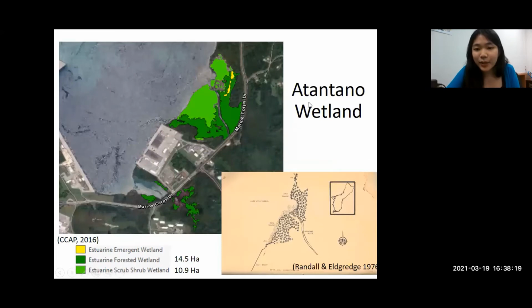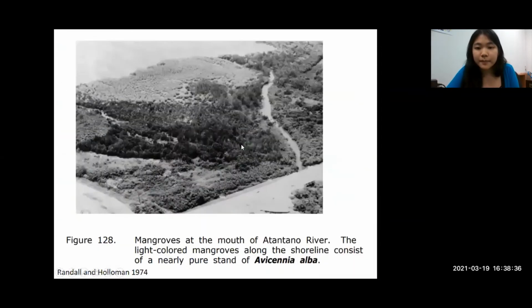And then for a Tachino wetland, we have some growth back here, some maybe shorter growth in the front. And this looks pretty similar to what Randall and Eldridge reported in 1976, a little bit of mangrove around the river. And you can see this in the aerial imagery as well. So this area likely is all mangroves.